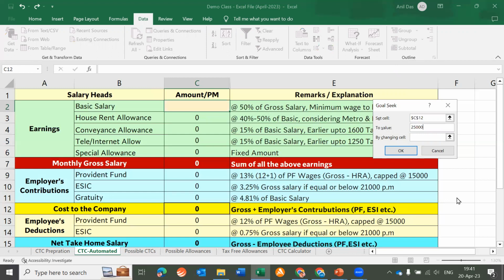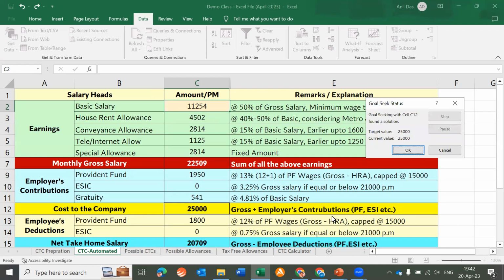I mentioned that. Third and last question which Excel is asking me is by changing cell, by changing which cell? Excel is asking me to allot a cell which would be used for calculation purpose. Let me select this. I answered all the questions to Excel. I have selected the cell in which I am looking for value, I have mentioned the value which I am looking for, and I allotted a cell for calculation purpose. Once I click OK, you will see that the entire breakup of 25,000 CTC would be calculated automatically. Let's give a closer look. Let me click OK.